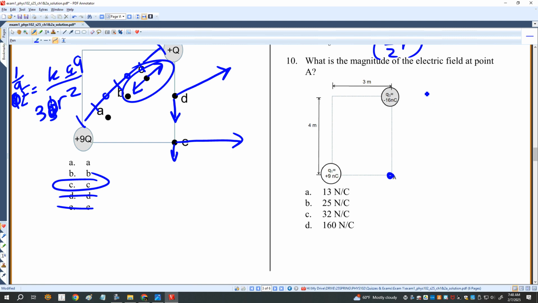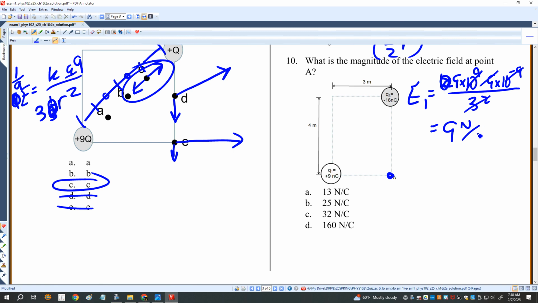Well, let's just calculate it. This is an easier problem, or a similar problem to what we did in the free response. So E1 is equal to k. Okay, let's just write out the numbers. 9 times 10 to the 9th, times 9 times 10 to the minus 9, divided by 3 squared. Cancels, cancels, cancel, cancel. I get 9 newtons per coulomb.